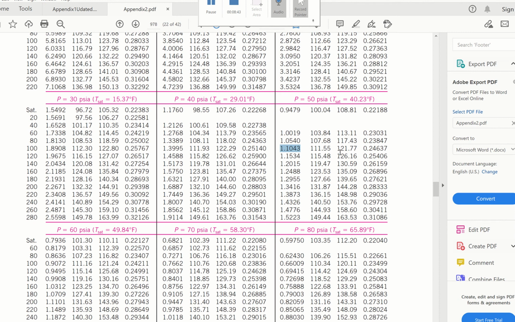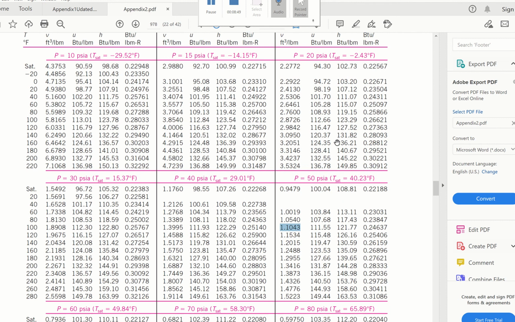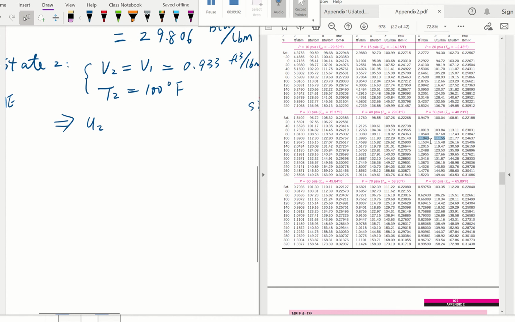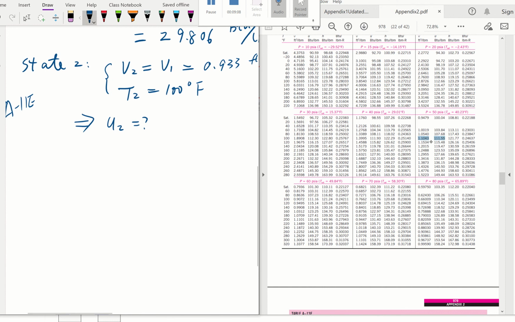What's my ultimate goal? I want to find U2, the internal energy at state 2. This is my U column, this is my V column. My goal is getting these values extracted out. So in order to solve for U2, we're at table A13E now, since it's superheated, and we're going to use linear interpolation across the table and only take out the useful information, since we know V and we want to find U.